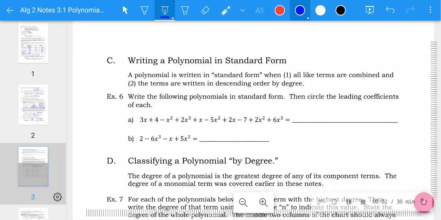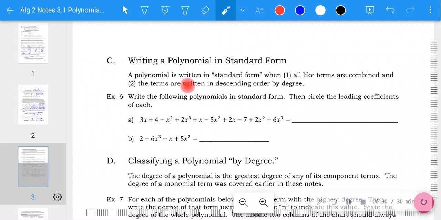Okay, and this is a continuation of the notes for section 3.1 in Algebra 2. We're going to start out here with learning how to write a polynomial in what's called standard form. When you're in standard form, all of the like terms have been combined. So, for instance, you might put together 3x squared and 5x squared and write it as 8x squared.